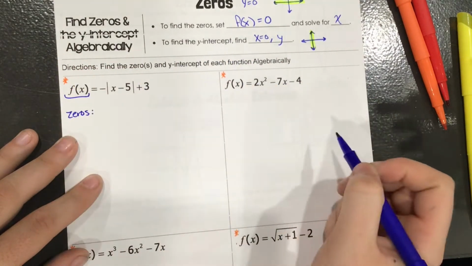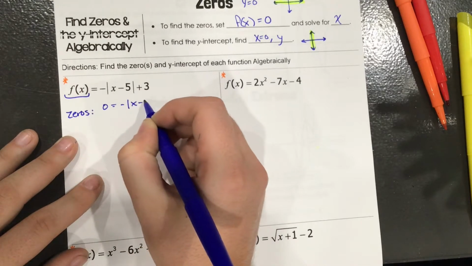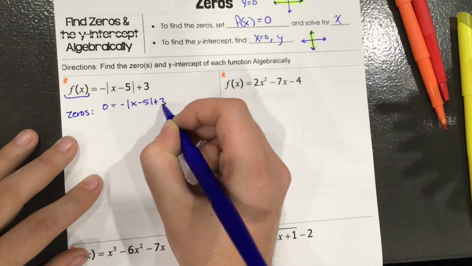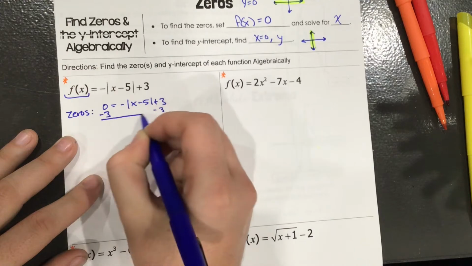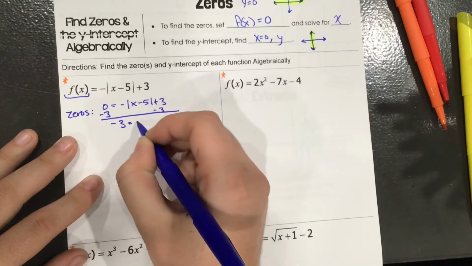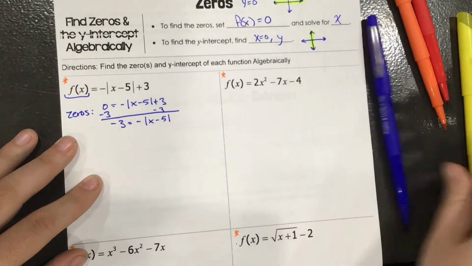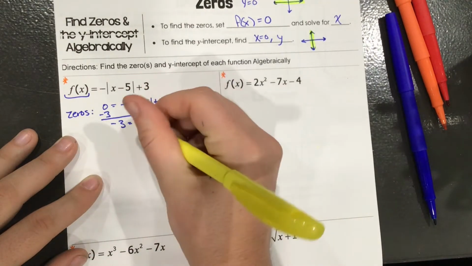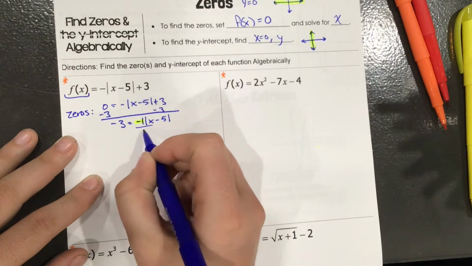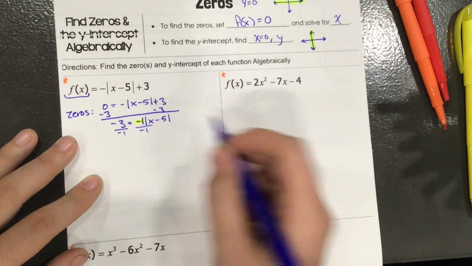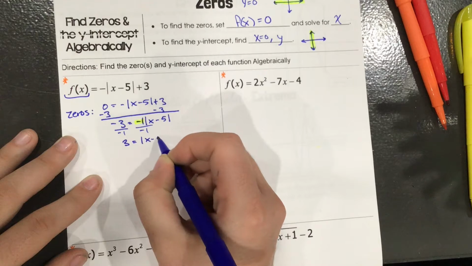We're going to set f of x equal to 0. 0 equals negative absolute value of x minus 5, plus 3. So let's solve through this. Put a minus 3 on both sides. Get negative 3 equals negative absolute value of x minus 5. We want to isolate the absolute value, so I'm going to divide both sides by negative 1, which gives me 3 equals absolute value of x minus 5.